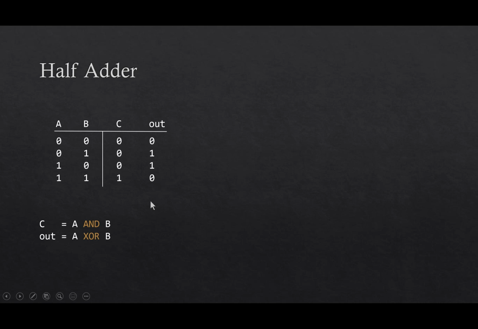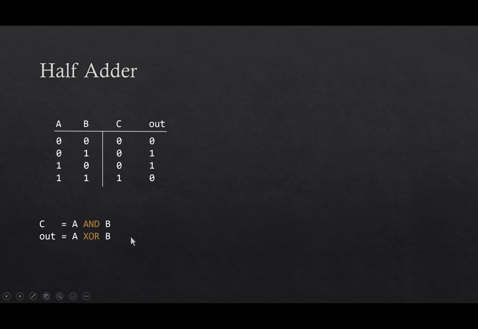Okay, so now we can treat each of these columns separately and think, well, what is a binary logic operation that corresponds to the mapping of these two inputs to that particular column? Well, for C, if we look at this, it's the same as an AND, right? C is going to be 1 only if A and B are both 1. So C is equal to A AND B. And if we look at this, the output is going to be 1 if A or B is 1, but not both, right? So this is the XOR operation. So C is just equal to A AND B, and out is equal to A XOR B.